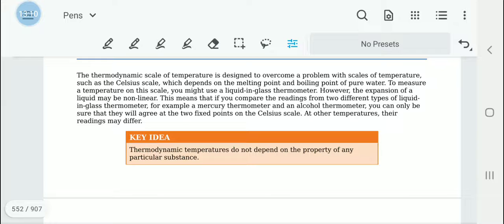And also the liquid in glass thermometer being used can give many different readings depending on the material that is being used, and also it might mean that sometimes it might not be linear, so you have to be very cautious when using these readings. The thermodynamic temperature, on the other hand, does not depend on the property of any particular substance, right?